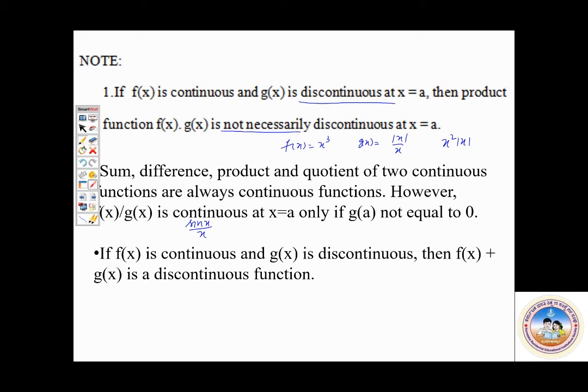Next, coming to f of x continuous and g of x discontinuous. A very important point from the CET point of view. Remember this: f of x plus g of x is a discontinuous function. This is important to remember. One continuous, the other discontinuous: the sum of the functions is always a discontinuous function.